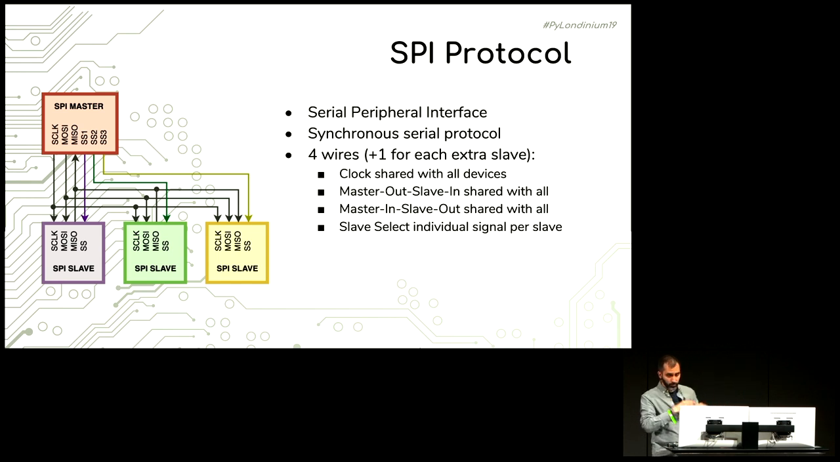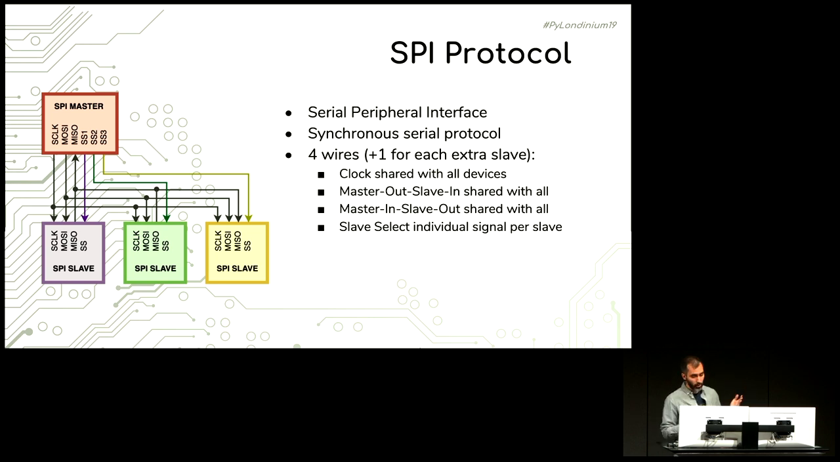We have the clock, just like I2C, but then we have two data signals. One is called the master out, slave in, and the other one is called the master in, slave out. And these are unidirectional signals. Just like UART, they send data in just one direction. The thing about the slave select is that you need a pin or a cable for each one of the slaves you've got.